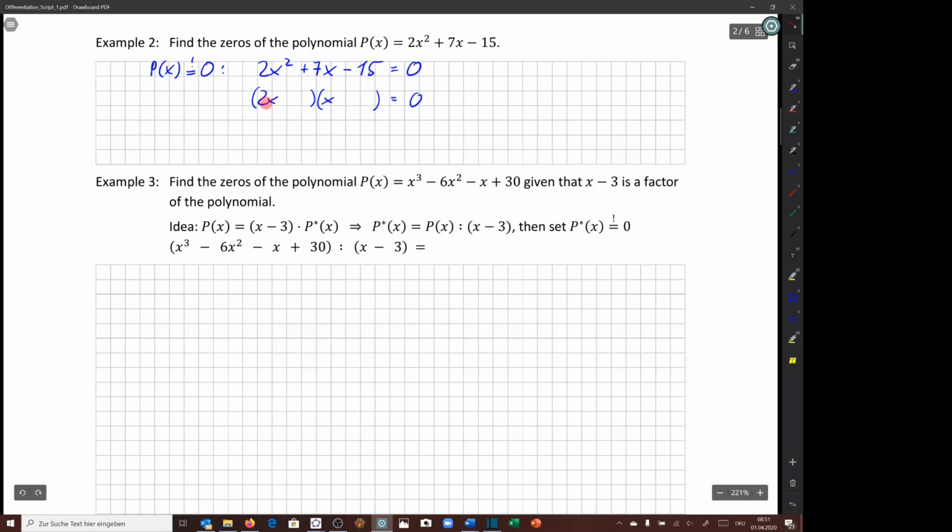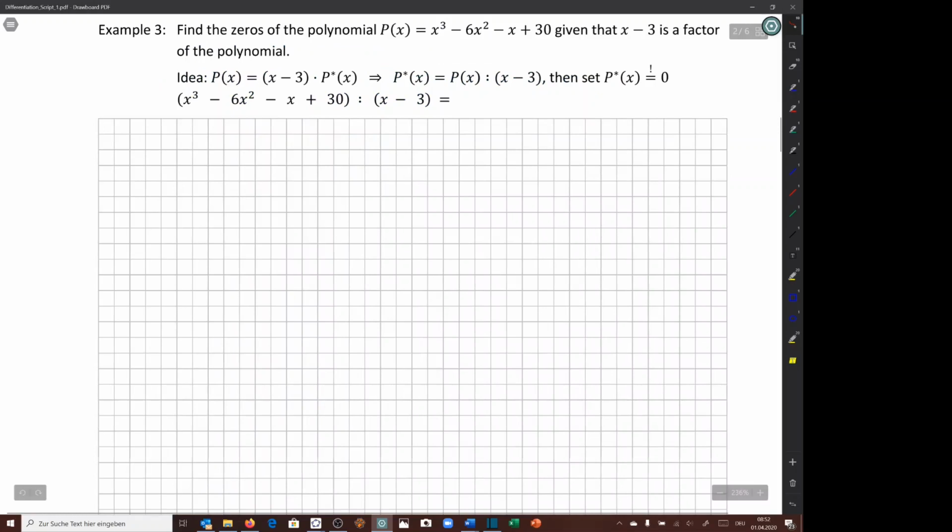Well, 5 times 2x will be 10x, and 3 times x is 3x, so the difference of the two is really 7x. So we need to insert here plus 5 and here minus 3, and we get here the second solution is minus 5, and for the first solution, by setting 2x minus 3 equal to 0, we get 2x equals 3, so we get x1 is 3 halves.